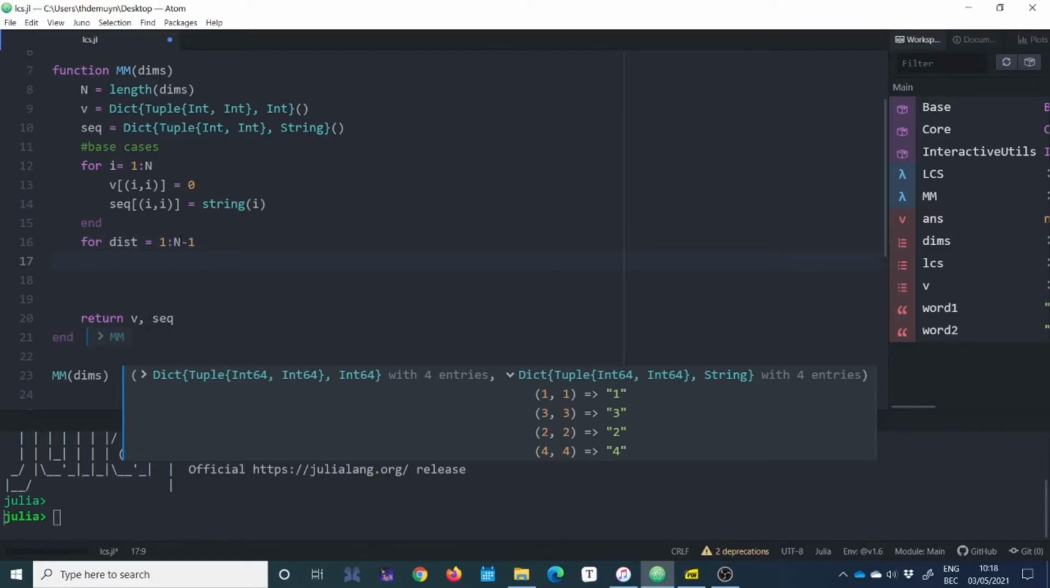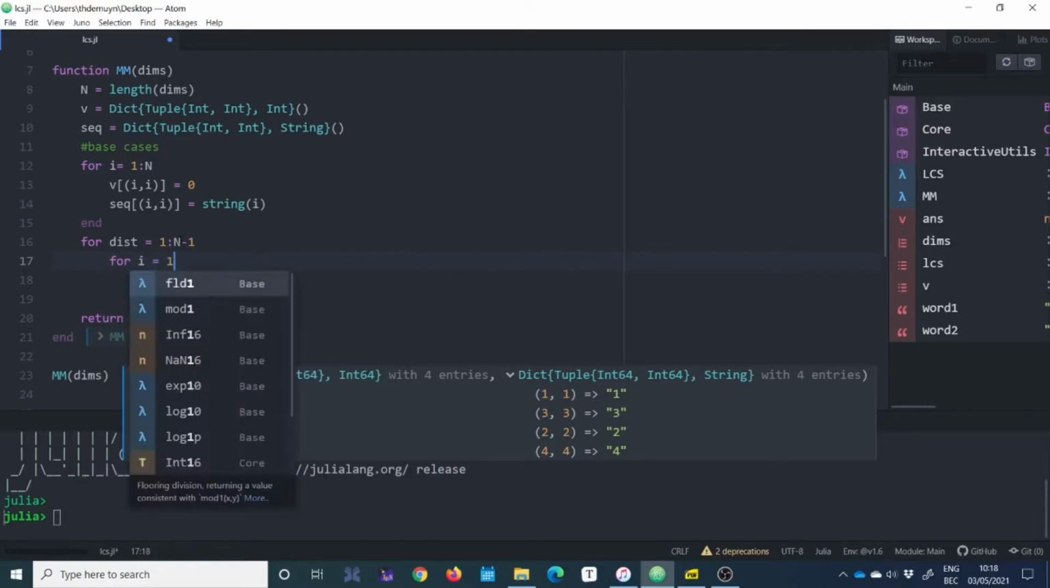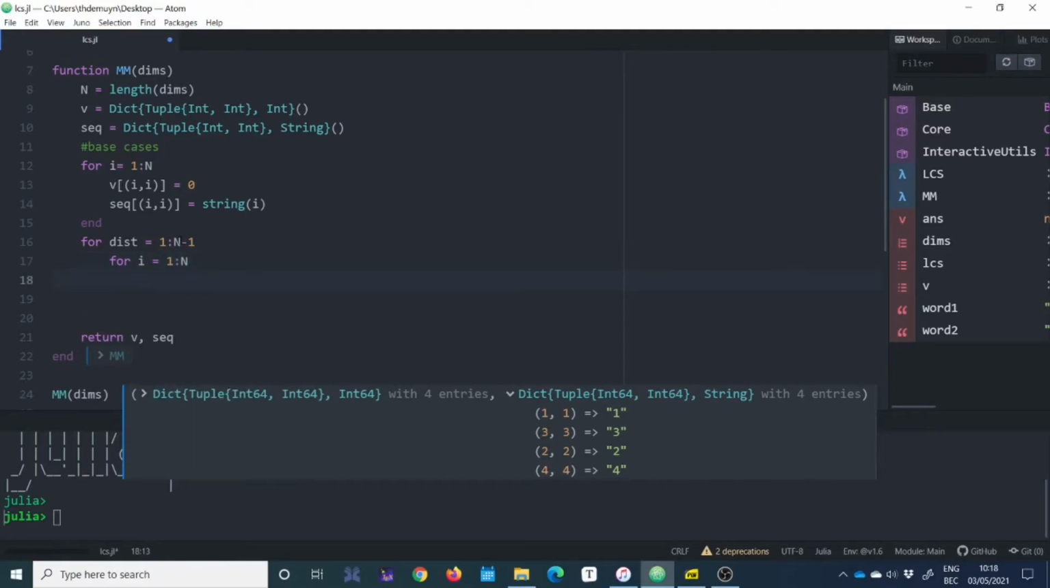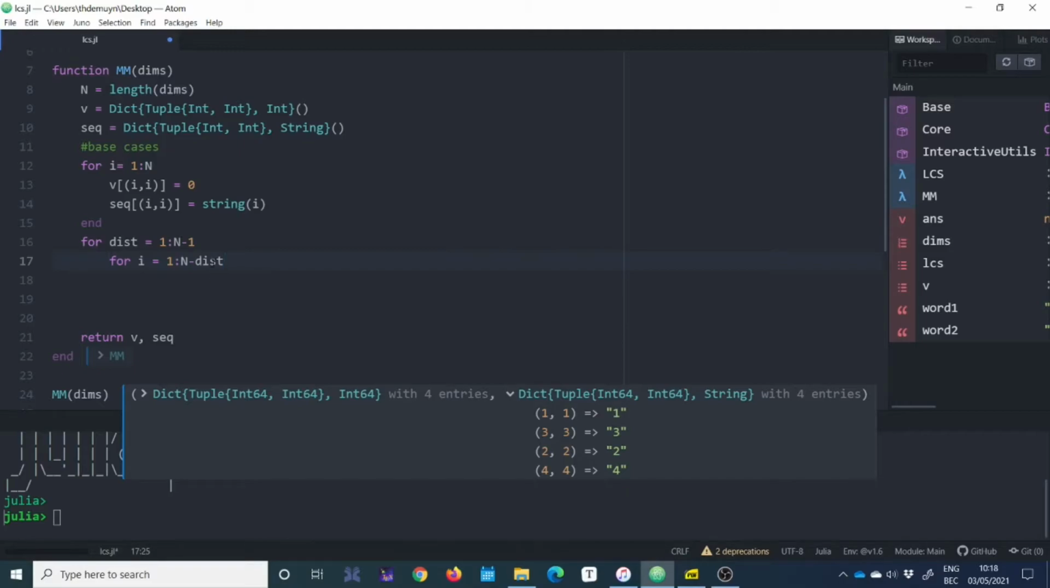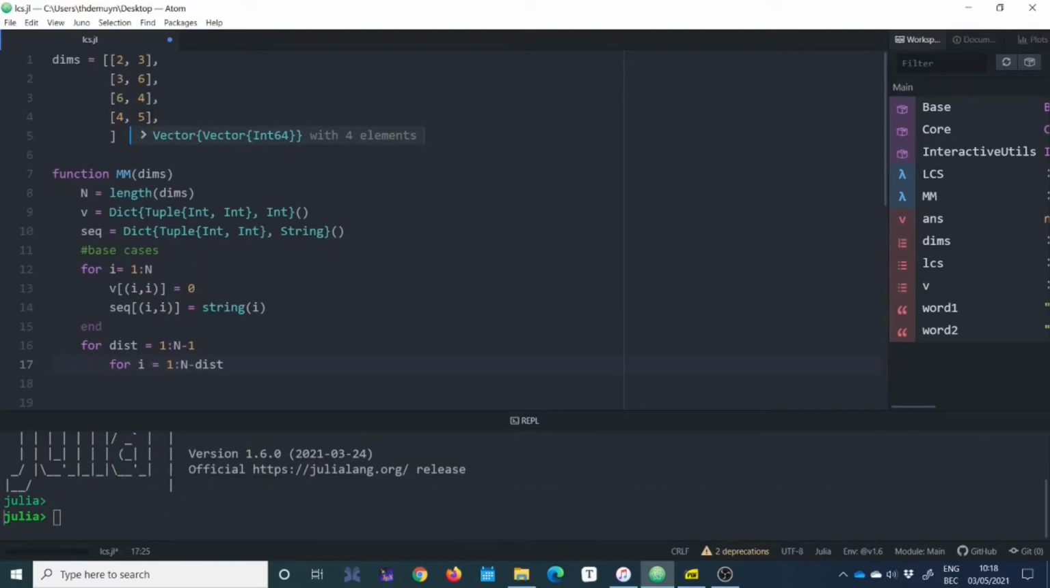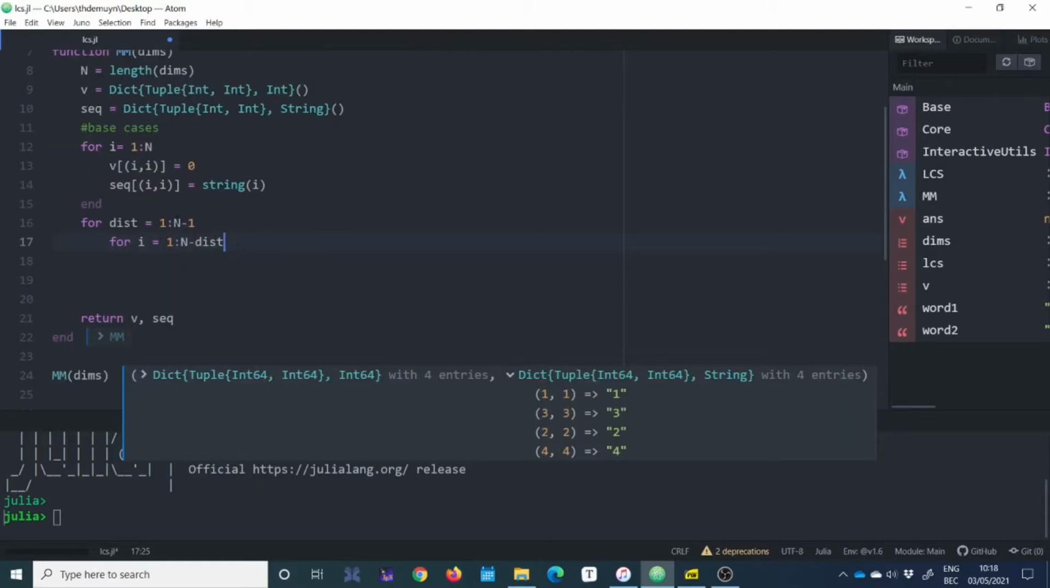Okay. And then for a row, for I equal to 1 to n, this is going to be my row. If I'm at distance dist from the diagonal, I don't have to consider every row, right? I only have to consider rows 1 to n minus distance. For example, if distance is equal to 1, I don't have to consider the last row, because at the last row I have matrix 4, and I cannot put any matrix behind matrix 4 to multiply it. So I only have to consider rows 1 to n minus distance.